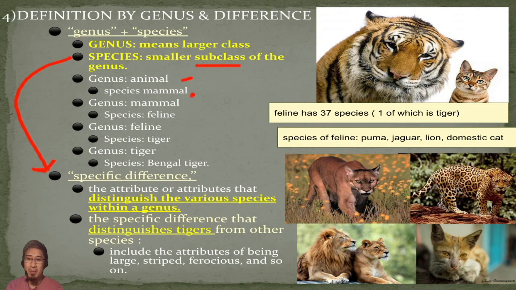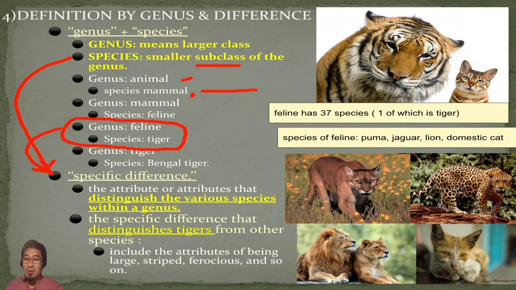So ano-ano bang mga species that fall under animal, hindi lang mammal. So marami yan. So ang mammal pwede rin maging genus kasi may species din ng mammal. We have the feline. Ganon din ang genus na feline. We have species for the feline. Tiger. Okay, tingnan natin dito. Kunin lang natin tong genus tsaka species para ma-apply natin tong specific difference.